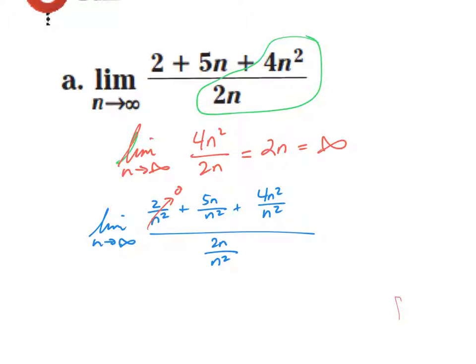The 5n over n squared reduces to just 5 over n, which is still 0. And then this part right here, the n squareds cancel out. So what is that going to be? 4. And then this part back down here, 2 over n, goes to 0. So you have 4 over 0, which is undefined. And when a limit goes to infinity, another way to say that is undefined or the limit does not exist.